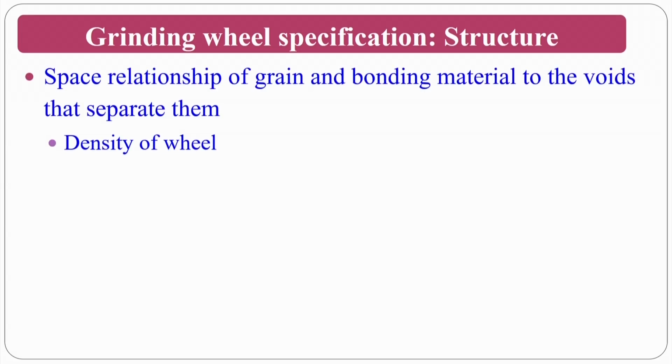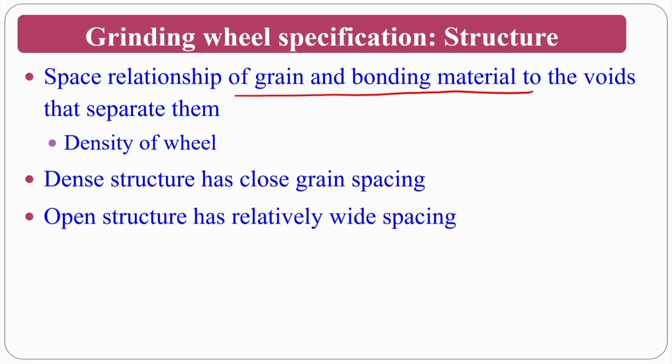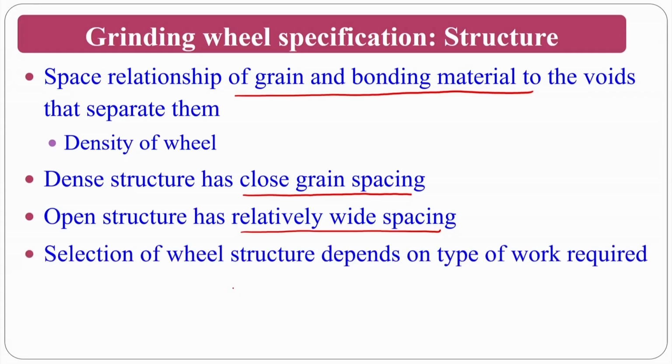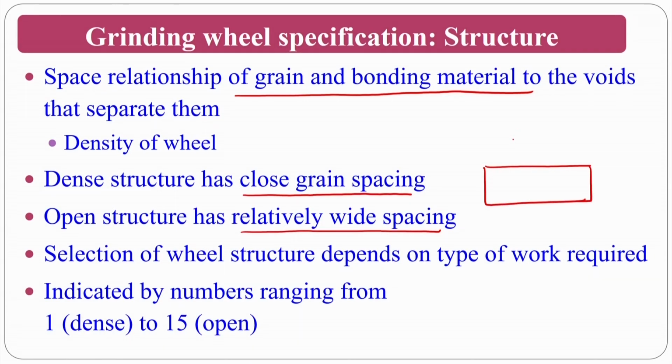Coming to the structure, the relationship between the grain and bonding material and the voids separating them normally specifies the density of the wheel. Okay. Dense structure means close grain spacing, open structure means relatively wide spacing. The selection of structure depends on the type of workpiece required, indicated by a number. This number is just for your understanding. Assume that I have a soft material, aluminum. If I am going to have an open structure, this is my aluminum material and I have two abrasive particles, open structure like this. What will happen? This material is soft, so the chips will come and clog here. So, it has sufficient space.